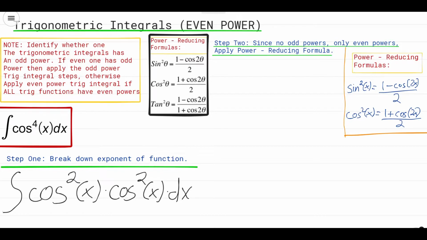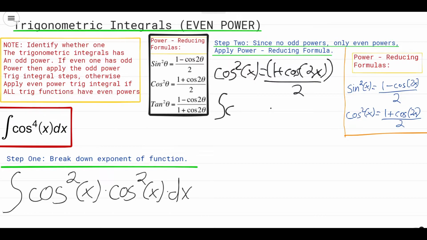So what we're going to do right here is write down what we have. We know we have cosine squared. We don't have sine squared, but we do have cosine squared. So we know cosine squared is equal to 1 plus cosine 2x divided by 2. And the integral that we currently have is cosine squared x times cosine squared x times dx.